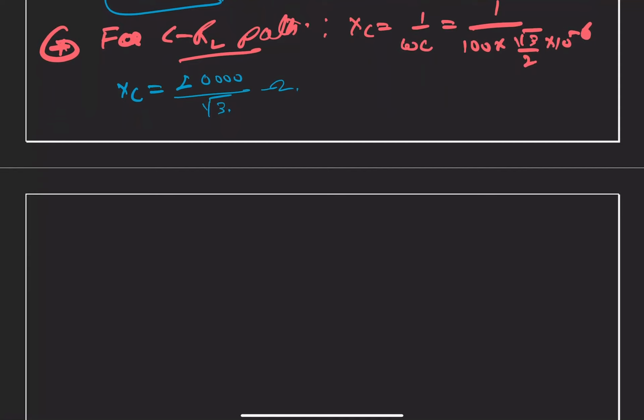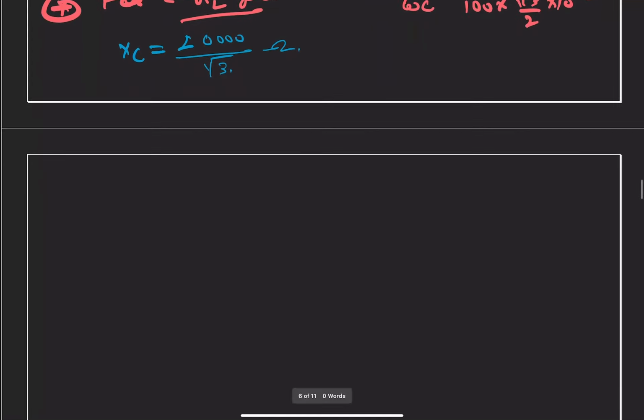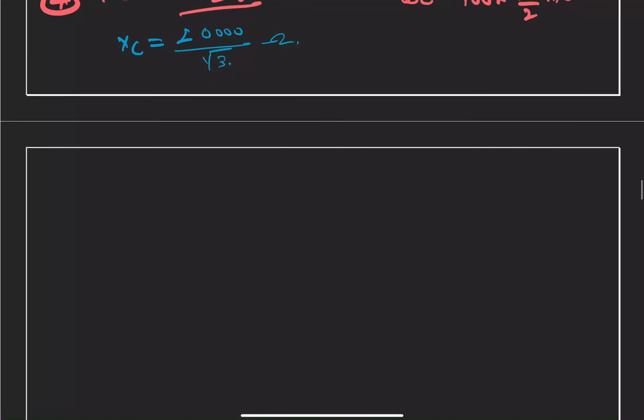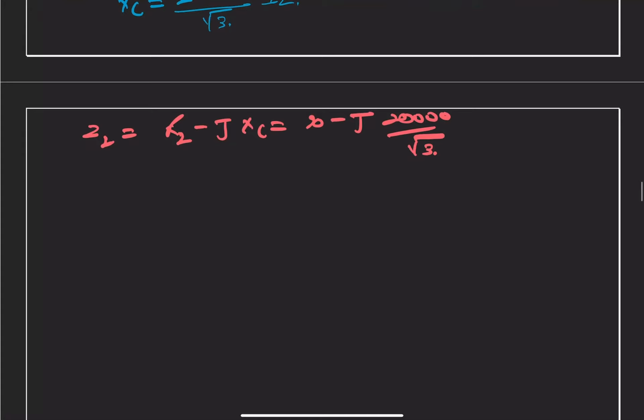Similarly, we can find the impedance Z2. Z2 will be equal to R2 minus jXC, which comes as 20 minus j 20,000 divided by √3, and we can find this magnitude. So the impedance will be approximately equal to 11547 ohm.